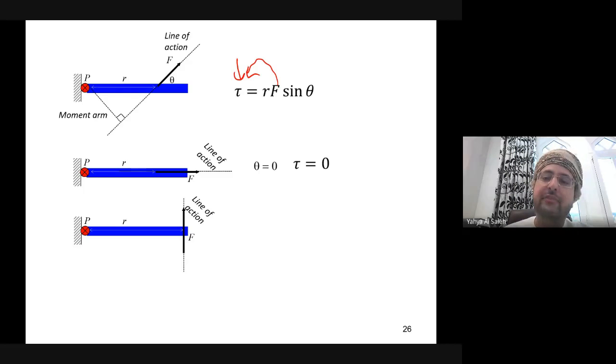I will have RF sine theta. My theta is going to be 90, and sine 90 is 1. So it's simply going to be RF, maximum torque.